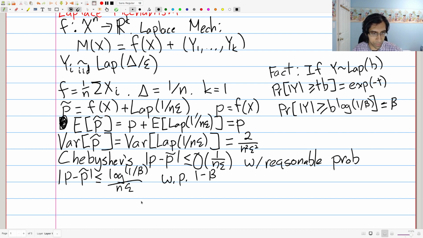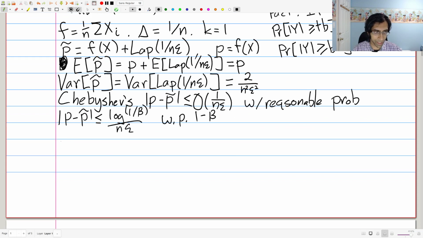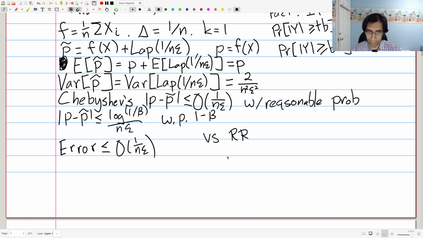Okay, so that's how we analyze the accuracy of the Laplace mechanism on this example where we just wanted to average these bits. Let me compare this with what we had before. The error is bounded by roughly, and I'm just being approximate here, 1 over n epsilon. Now compare this with the error of randomized response from last lecture. That had error less than or equal to O of 1 over square root of n times epsilon. In other words, you can see that in this setting, the error decays quadratically faster when we focus on the dependence on n. And so this is much better in terms of accuracy compared to randomized response.